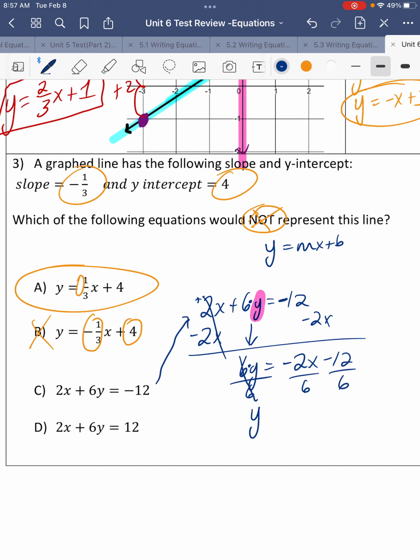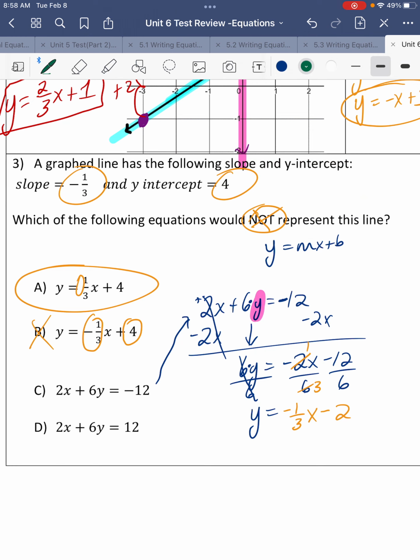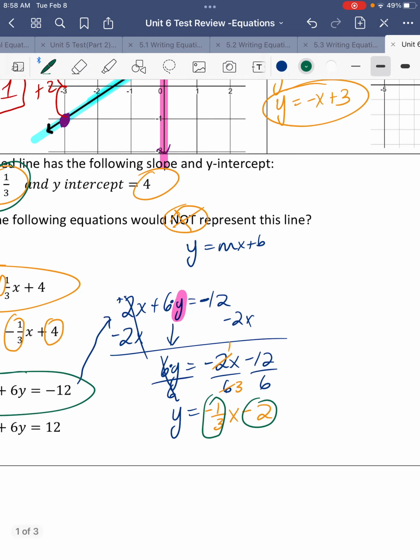Anytime you multiply or divide, you do it to every term by whatever you're multiplying or dividing by. -2 over 6, we can reduce that. You can divide 2 by 2, that's 1. 6 by 2 is 3. So that's going to end up being -1/3 x. And then 12 divided by 6 is 2, so subtract 2. So let's take a look at comparisons. Does it have a slope of negative 1/3? Yes. Does it have a y-intercept of 4? No, it does not. The y-intercept is negative 2. So this would not represent the line. So that is one of our answers.